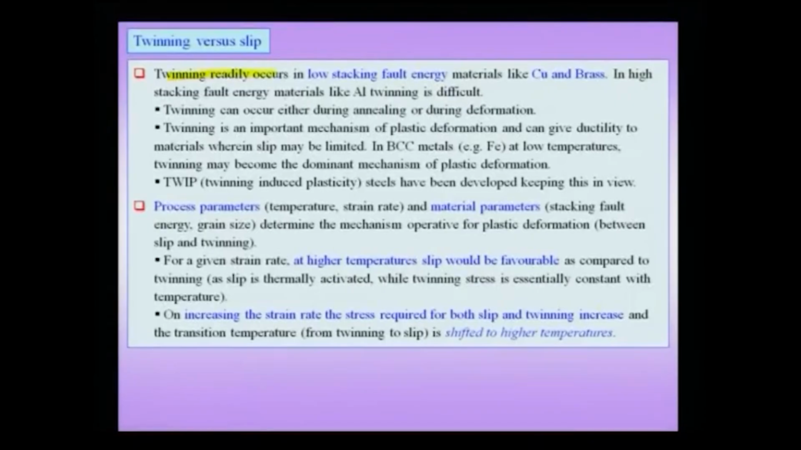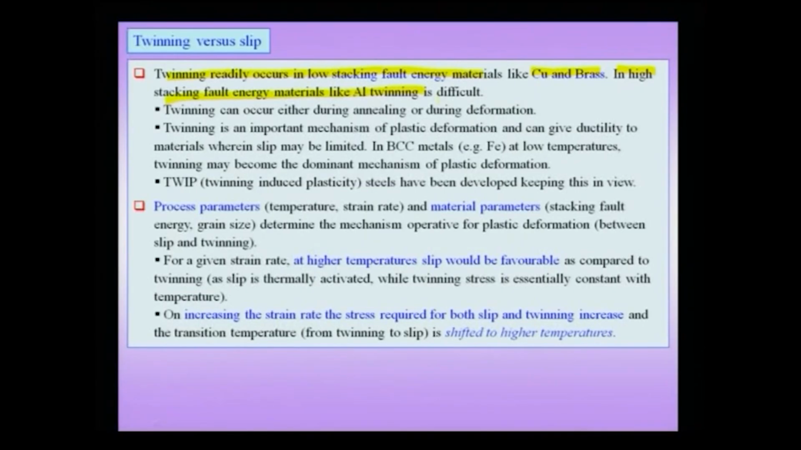Twinning typically occurs in low stacking fault energy materials like copper and brass. Suppose I look at the microstructure of copper or brass, I will observe a lot of twins, and many of these can easily be observed in an optical microscope as straight lines, because twins are atomically sharp. In a high stacking fault energy metal like aluminum, twinning is actually difficult.